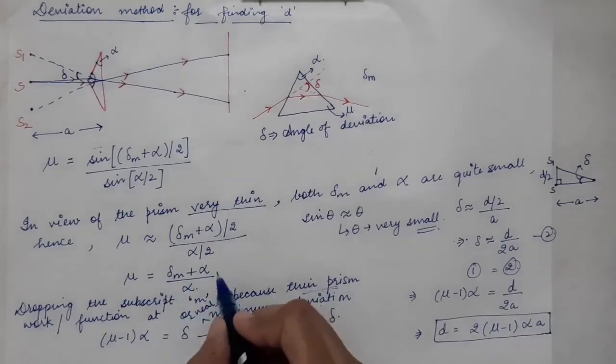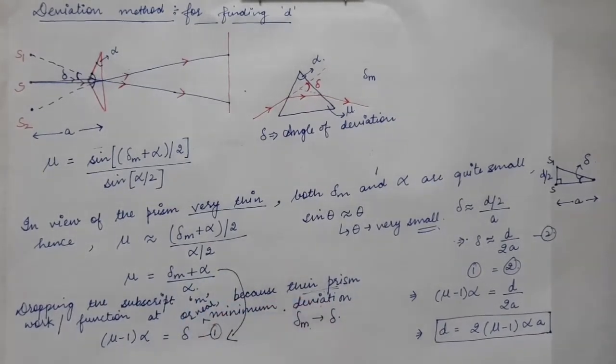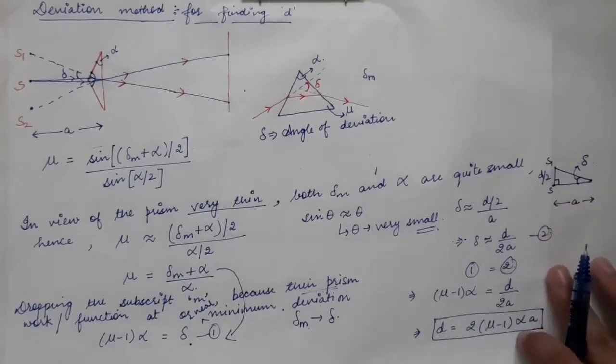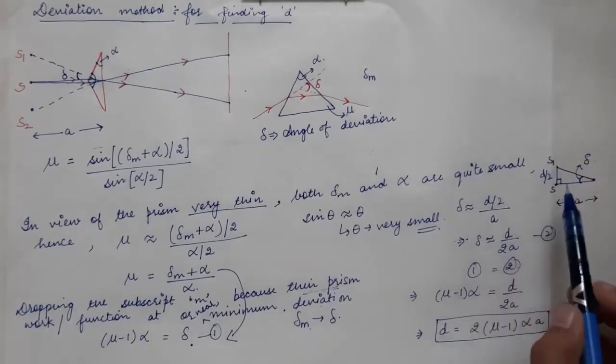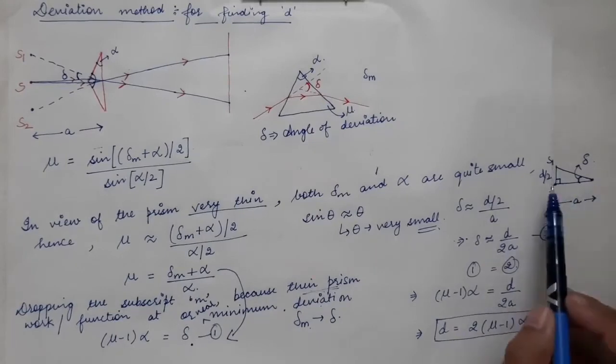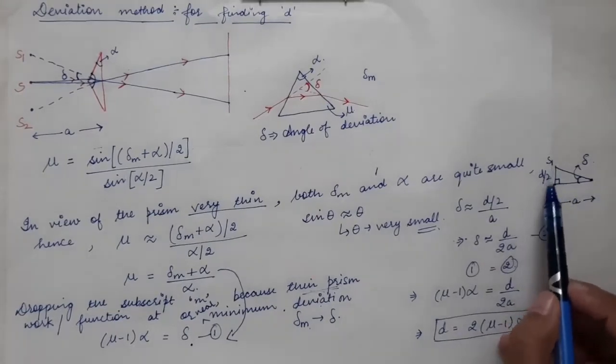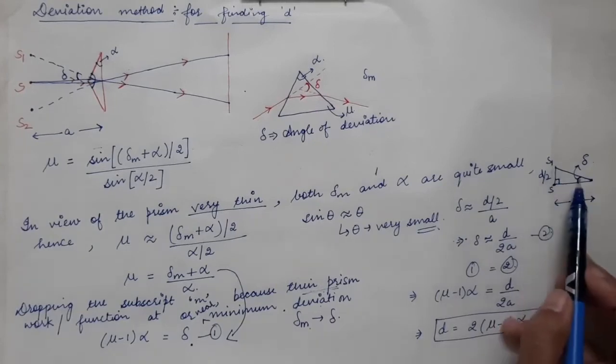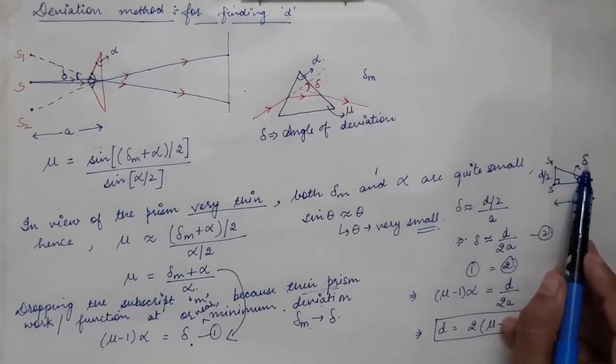So when you simplify this expression, you will get this first equation, which is mu minus 1 times alpha, simply equal to delta. So this is the first equation. Now in this particular triangle, we have d by 2, which is equal to S1. S1 as length is equal to d by 2, and this is the angle of deviation delta.